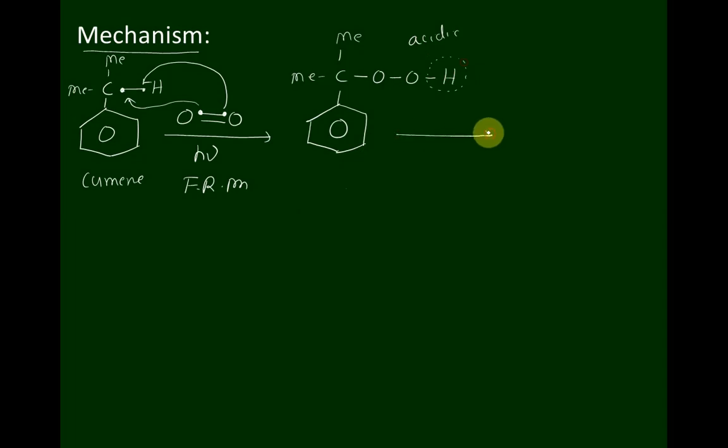Now H plus ion from acid gets added. It is obtained from the acid, H3PO4, which acts as a catalyst. So it is directly added to this oxygen atom to form an intermediate.